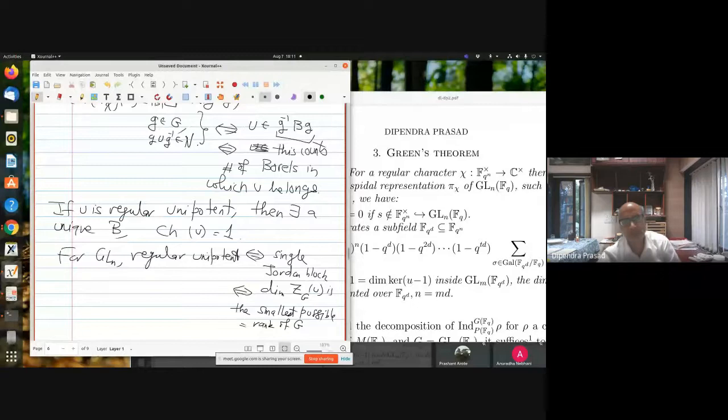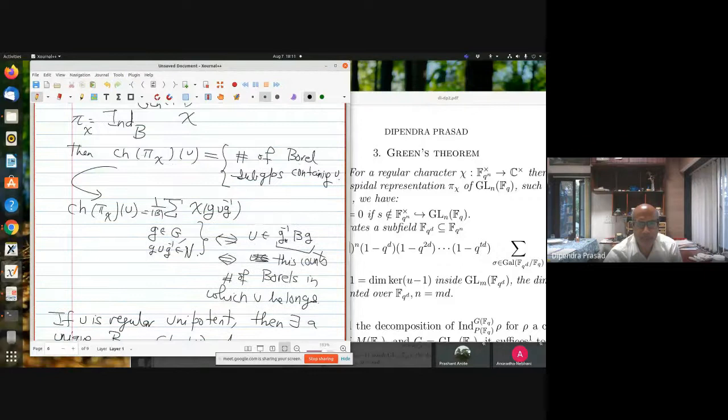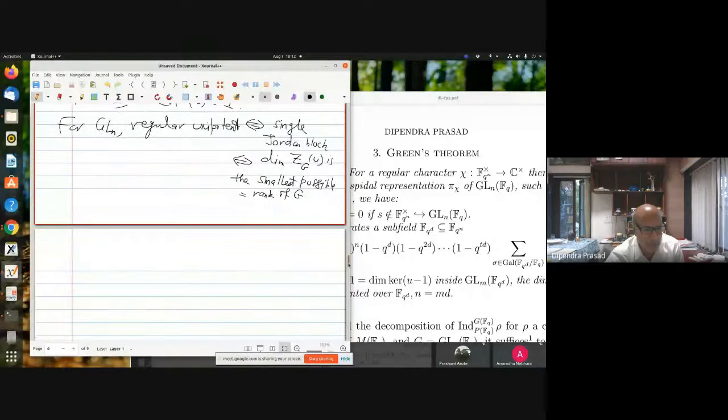So no, I am just saying that the character information at unipotent elements. Okay, so there is a name to this variety, and maybe it's good to keep that name in mind. This is called the Springer fiber.